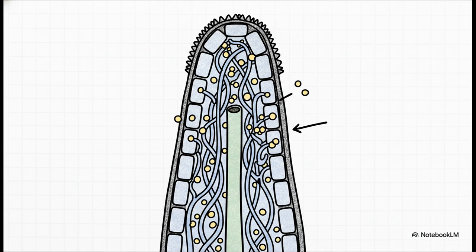Second, the wall of the villus is literally just one single cell thick, providing an incredibly short diffusion distance for the molecules to travel. And third, they have a really rich network of blood capillaries to maintain a steep concentration gradient, rapidly whisking away the glucose and amino acids.